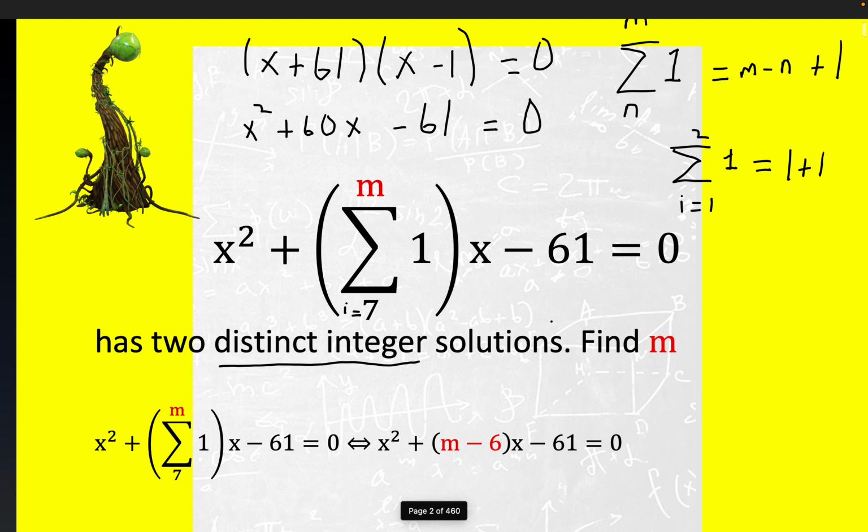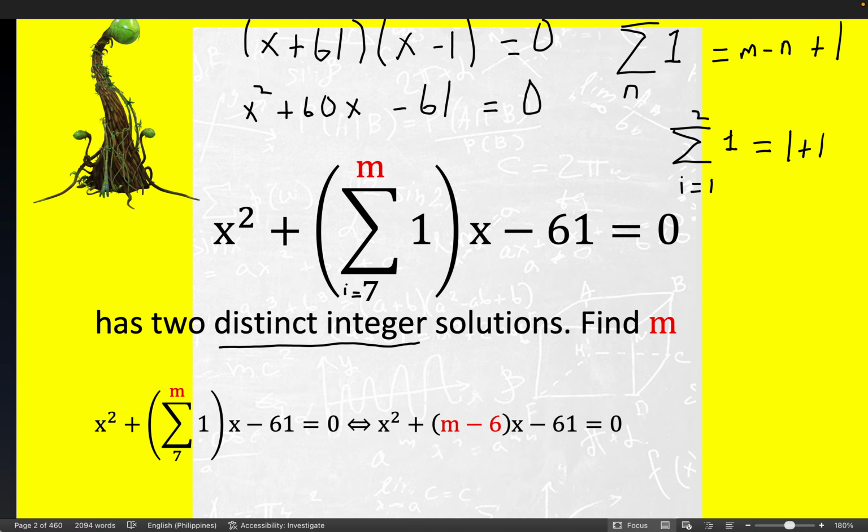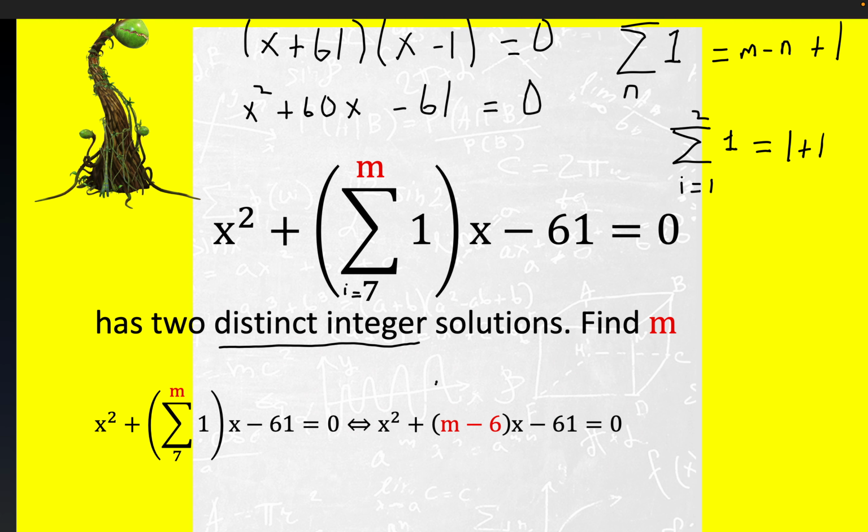So what we've seen is that this would have to be m minus 6. If you take that logic I just said, this would turn into m minus n plus 1, or m minus 7 plus 1, which is m minus 6, sorry. Okay, so we know that m minus 6 has to equal the 60 that we noticed at the beginning of the problem, okay? m minus 6 is equal to 60, which tells us that m is 66.